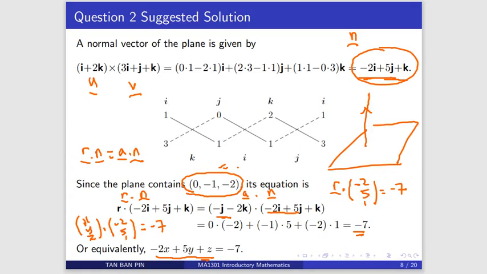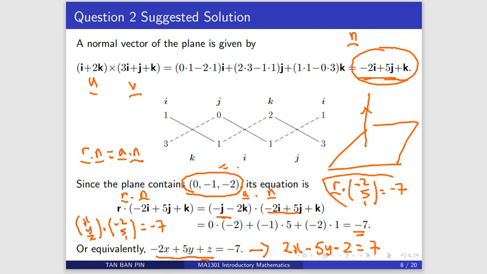By the way, this answer, -2x plus 5y plus z equals -7, you can also give as 2x minus 5y minus z equals 7. They are the same. You can divide throughout by a minus sign, which gives 2x minus 5y minus z equals 7.